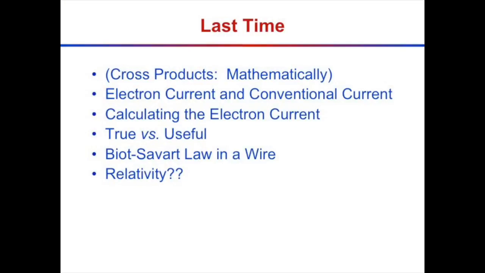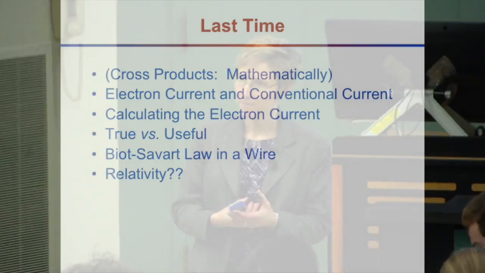We're in chapter 18, which is about magnetic fields. Last time we talked about how to calculate a cross product mathematically, and we've also been discussing how to know the direction of the cross products using the right-hand rule. We discussed the difference between electron current and conventional current. From now on in the course, when we say current, we're just going to mean conventional current.